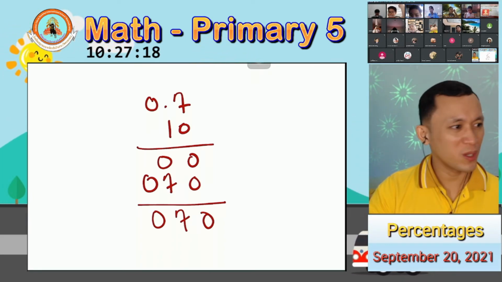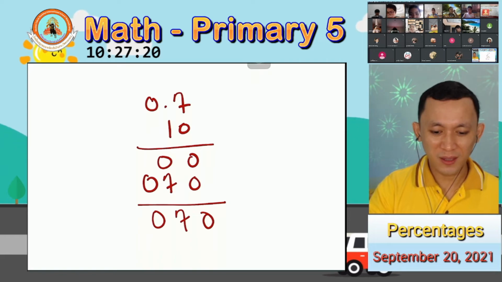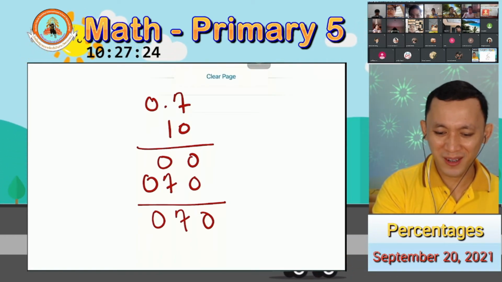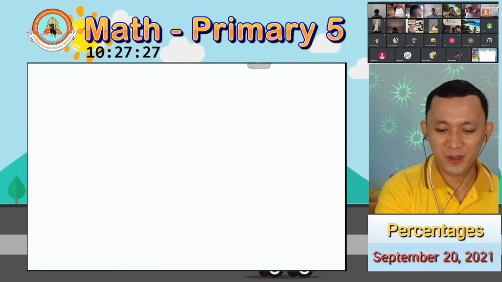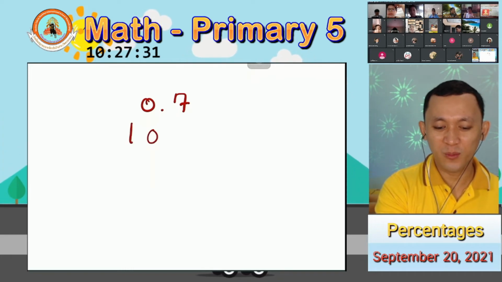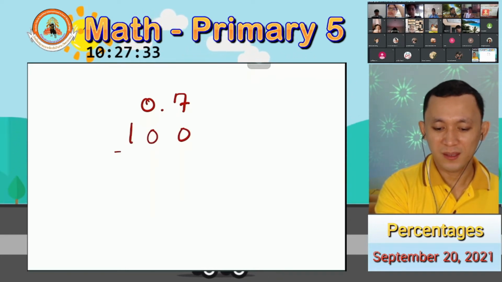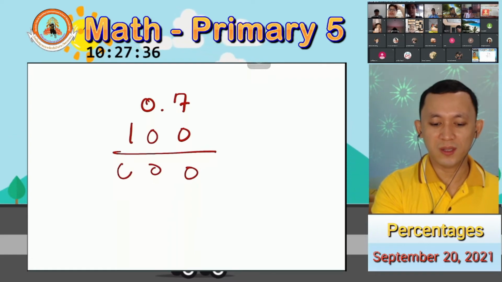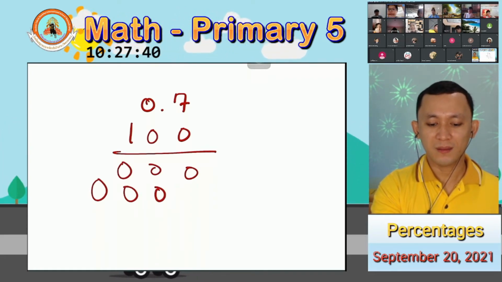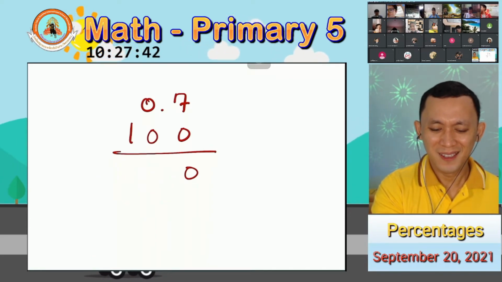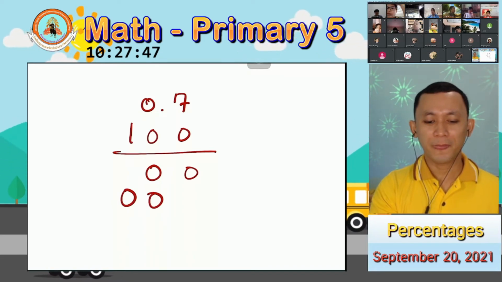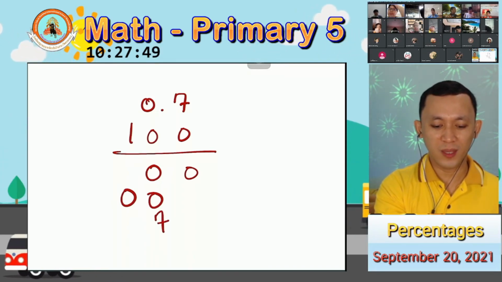Wait. Am I correct? Oh, sorry. Not 10. Let me just check this one. Sorry, I wrote 10. Again, 0.7, so we multiply by 100. So we have 0, 0, 0. Then we have another 0 and 0. Then we have 7 and we have 0.